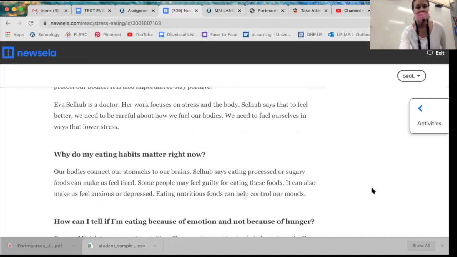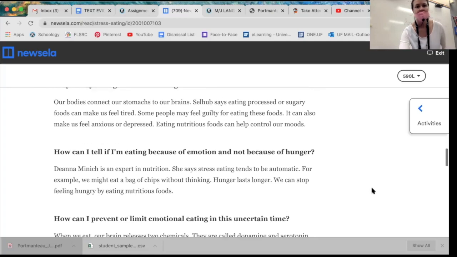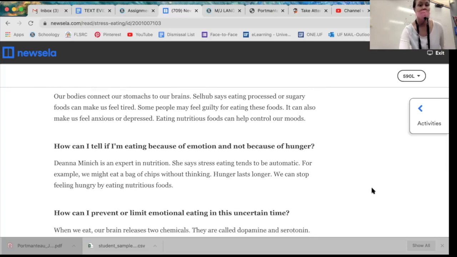Eva Shellhub is a doctor. Her work focuses on stress in the body. Shellhub says that to feel better, we need to be careful about how we fuel our body. We need to fuel ourselves in ways that lower stress. Our bodies connect our stomach to our brain. Shellhub says eating processed or sugary food can make you feel tired.